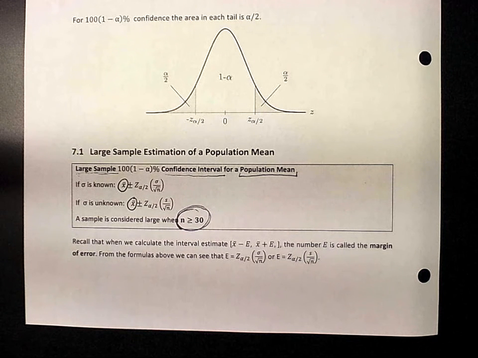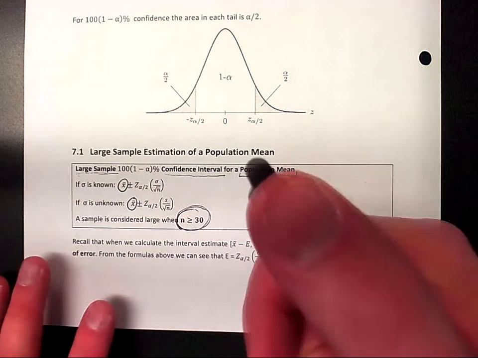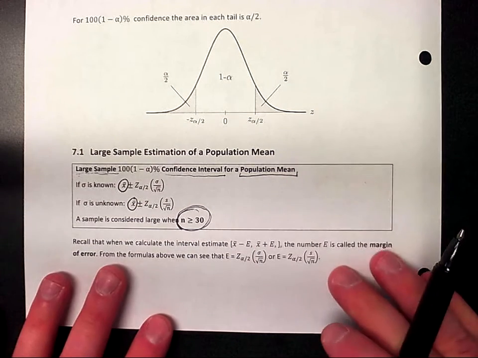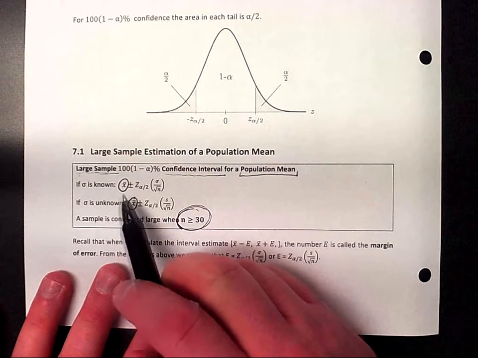Population standard deviation. And what does little n stand for? Our sample size, right? So we know what all those things are. We're putting them together in order to come up with some confidence interval. All right, then let me ask you guys this right here.